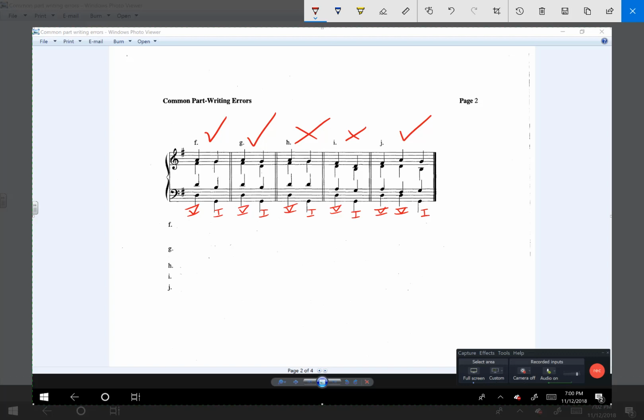So, why is F good? Well, there's a tripled root in the tonic triad. And I don't know if you can see that, but right here you have a root, and you have 2 roots right here. That's not unusual in a situation like this. It's generally acceptable to omit the fifth from a root position triad as long as there is a good reason.